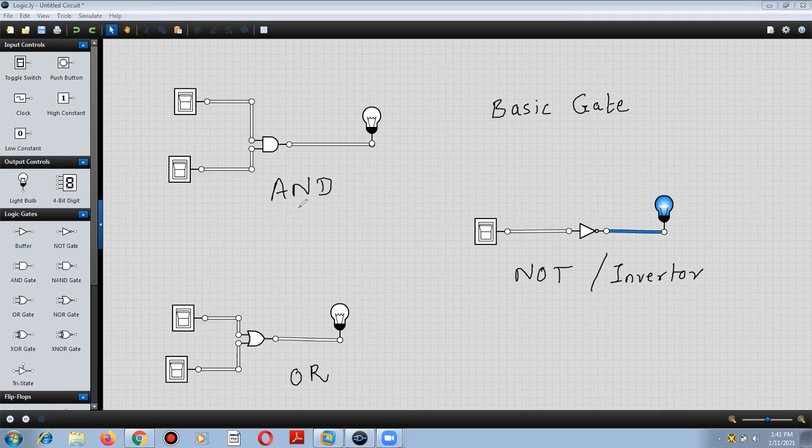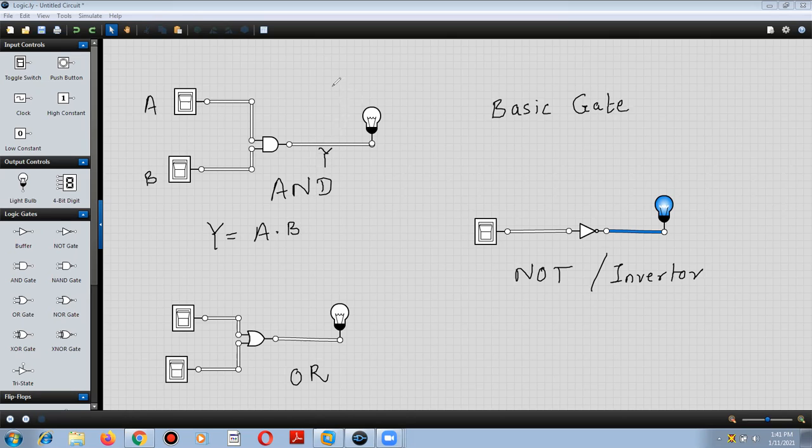Now first let us focus on AND. The Boolean equation of AND is expressed as y is equal to a into b. That means the output of AND gate is equal to the product of the input variables. Here a and b are input variables, and y is the output variable.